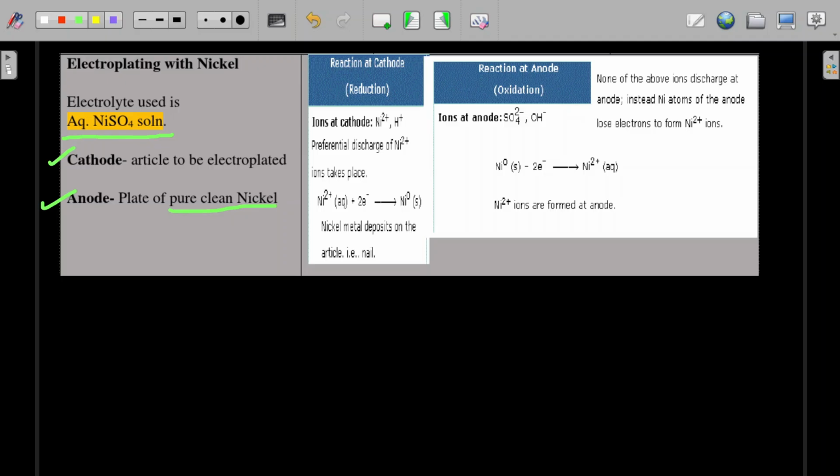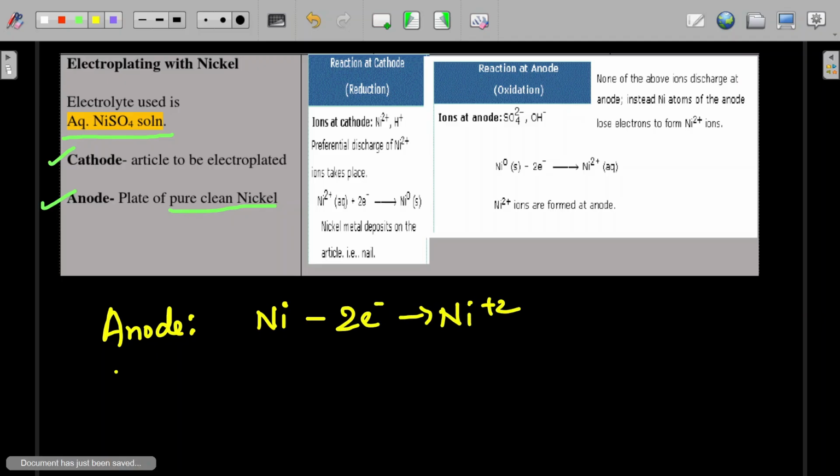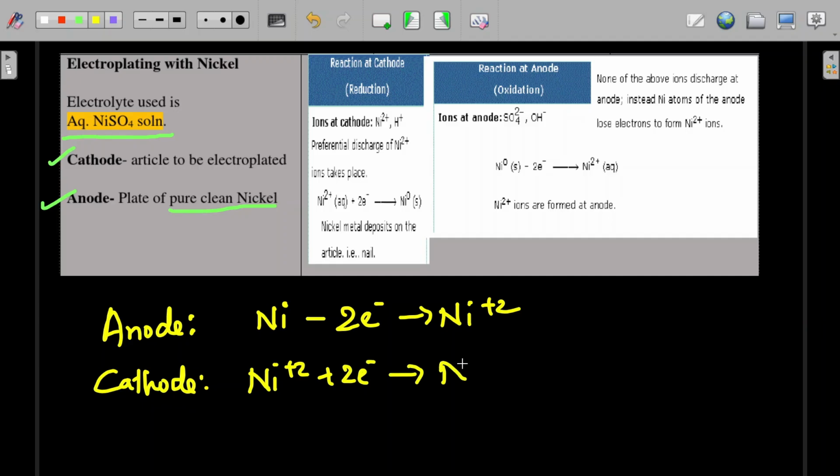Same thing happens here. The anode is nickel. Nickel itself will take part in the reaction. Its valence is 2, so it loses 2 electrons and forms nickel ions. And at the cathode, the nickel ions will gain 2 electrons and form nickel atom. Same thing here.